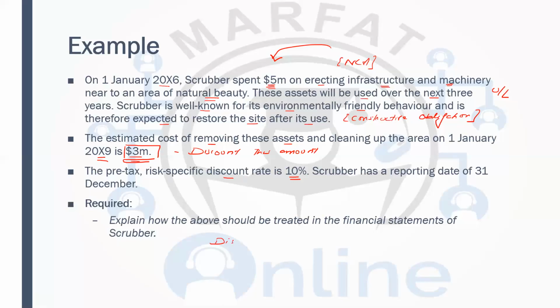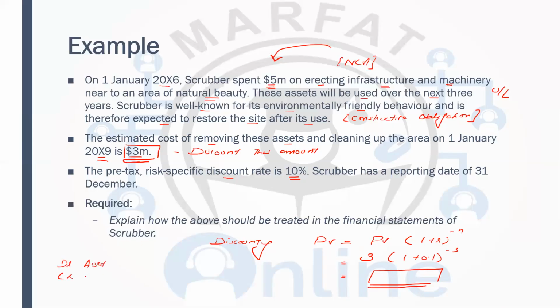Now you remember the discounting; we have already discussed that in the earlier lecture of this IAS 37. Whenever you want to calculate the present value, it's future value times (1 plus r) raised to the power minus n. Here the future value is 3 million, and 1 plus r is 1.10, raised to the power minus 3. This will give you the amount which should be capitalized as part of the asset cost. So what you're going to do is debit asset, credit provisions. The asset's initial cost is 5 million, plus this dismantling amount, which will be the total asset.